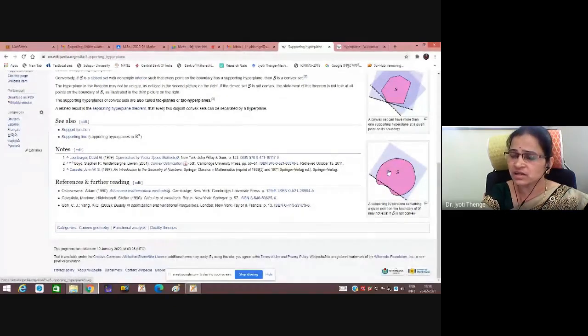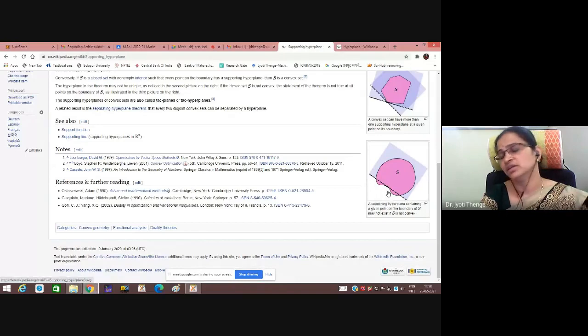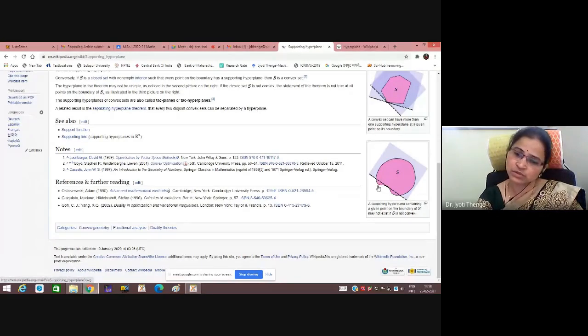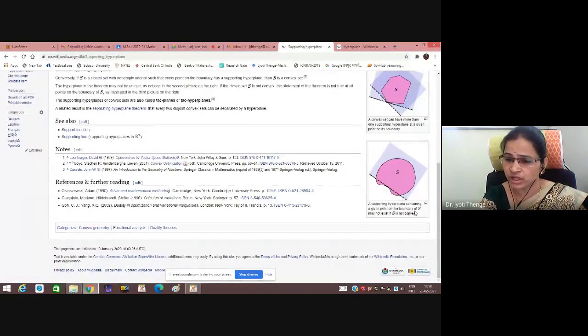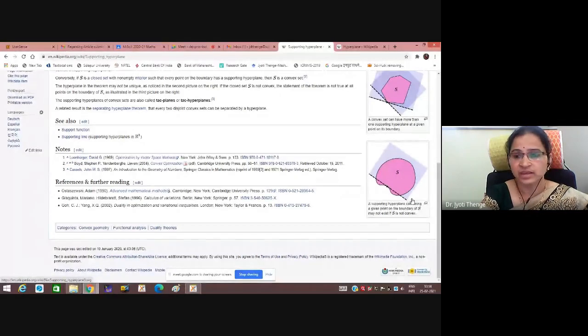Now if I consider a set which is not convex, because if we consider 2 points here, then the line segment joining the 2 points is not in the same set. Therefore, a supporting hyperplane containing a given boundary point of the set may not exist if the set is not convex. Therefore, the concept of supporting hyperplane is mainly true for convex sets only.